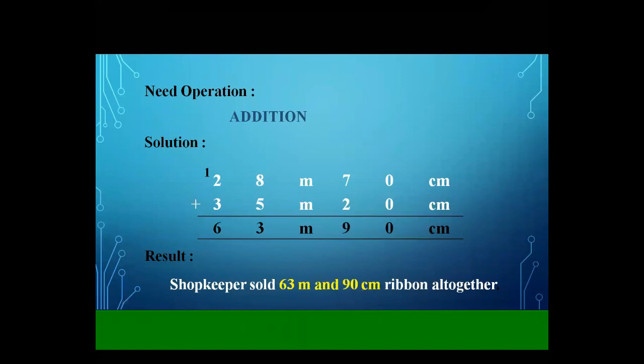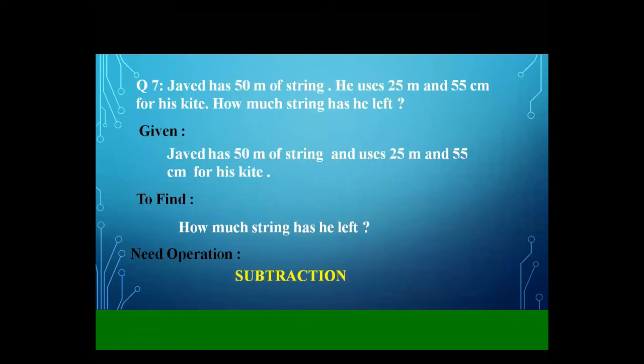In this way, you will solve all these word problems. Another problem is also solved for your guidance. Number 7. Javed has 50 meter of string. He uses 25 meter and 55 centimeter for his kite. How much string has he left? Now look here. The previous problem was addition, but this is subtraction, because Javed has 50 meter of string, but he uses 25 meter and 55 centimeter for his kite. Now, how much string has he left? So you use subtraction. Left means subtraction.